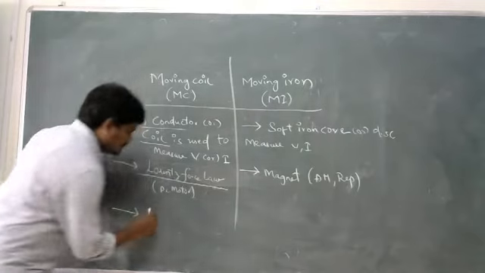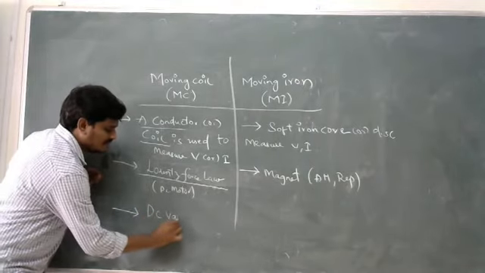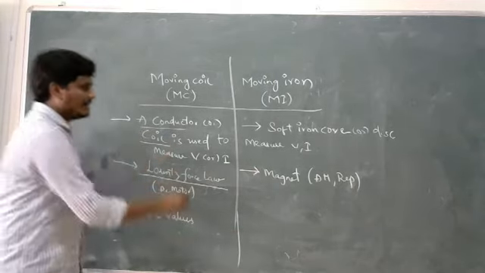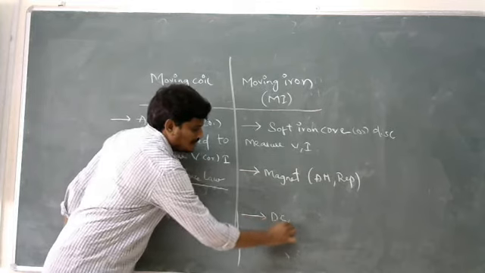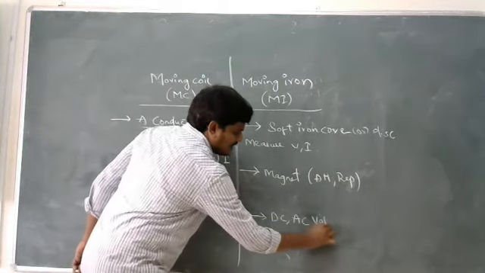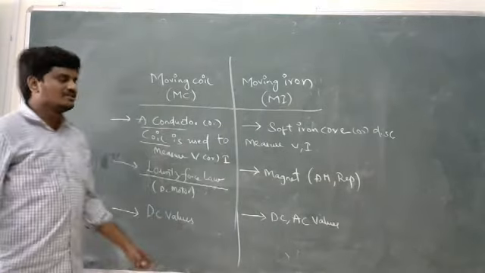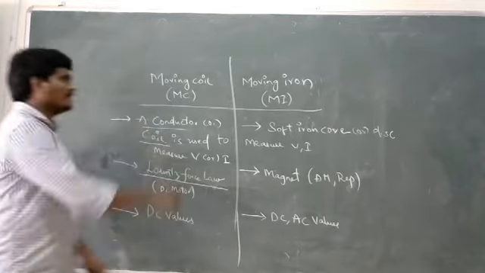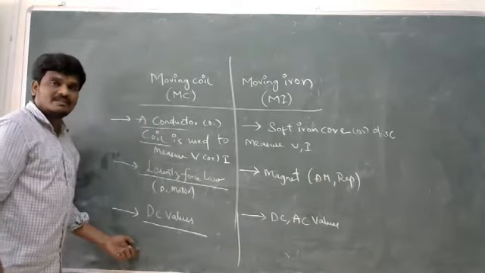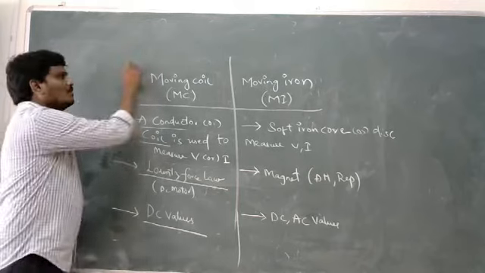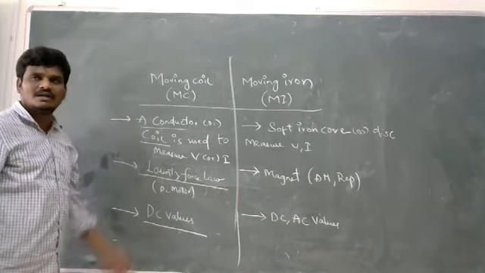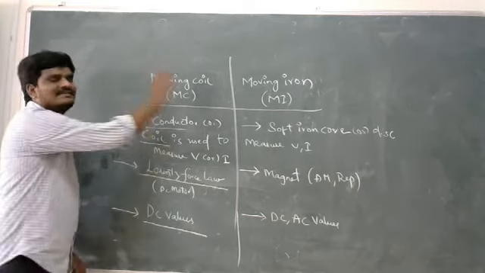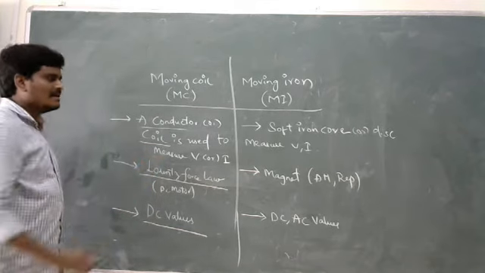MC instruments are used only to measure DC values, and MI instruments are used to measure both AC and DC values. That is, MI instruments can measure either average values or RMS values, but an MC instrument is used only for measuring average values. Why? Because it works only on DC supply. This is a major disadvantage of a moving coil instrument, as it cannot work on AC supply.